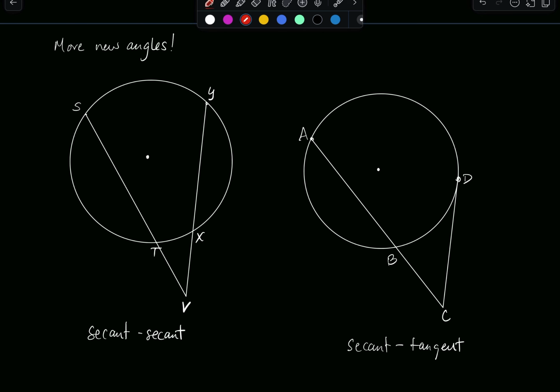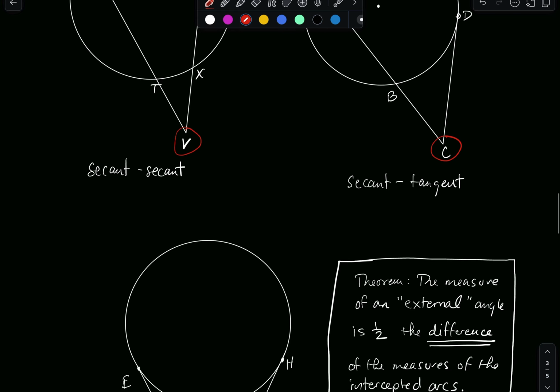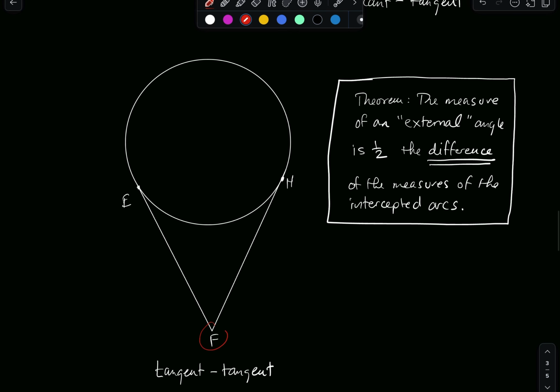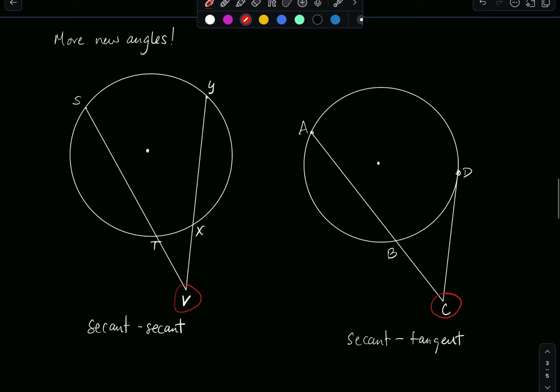And all of these are going to have very similar formulas for the same reasons that the other ones did, because the vertex is in the same relative location to the circle, which is to say it's outside. So here and here and here. And as you can see, these come in three different flavors. They come as a secant-secant.